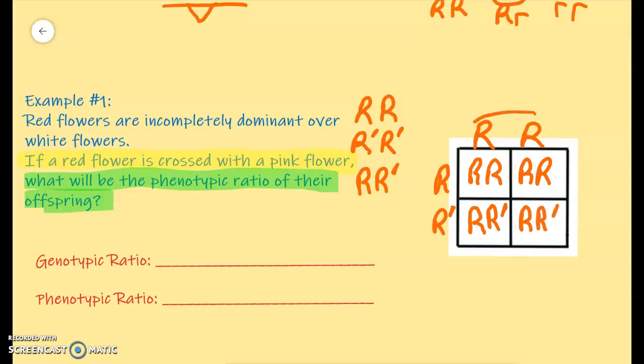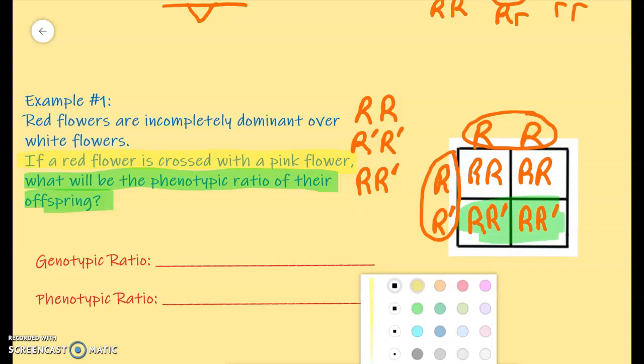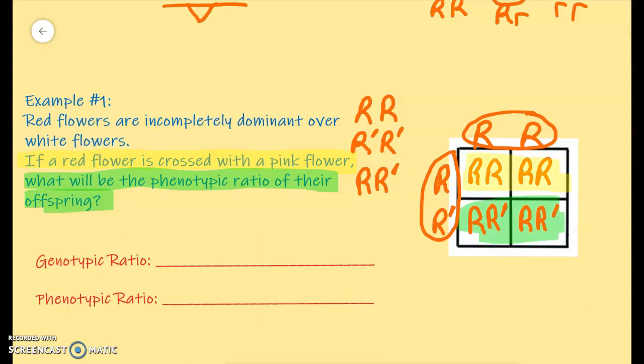So when I get a red parent being crossed with a pink parent, every time they have offspring, you're going to get literally two possibilities. Two of the four will be heterozygous and they're going to be pink, while two of the four possibilities will be homozygous dominant for red, two big R's. All right, so those are my possibilities.